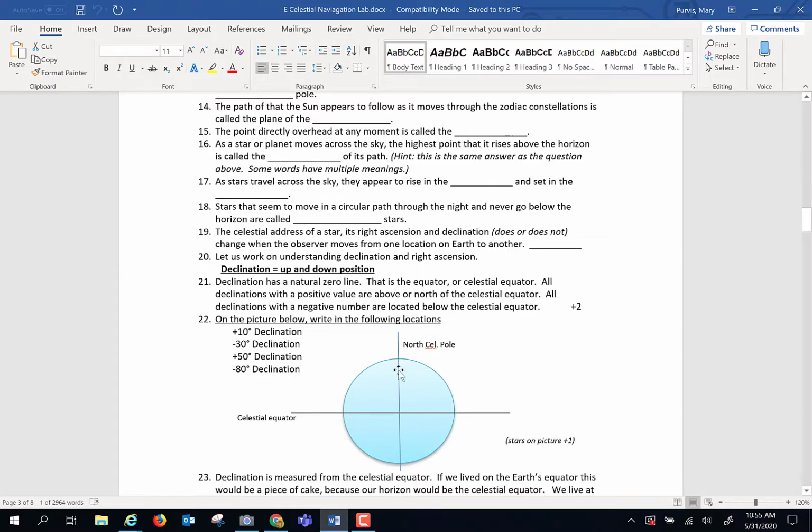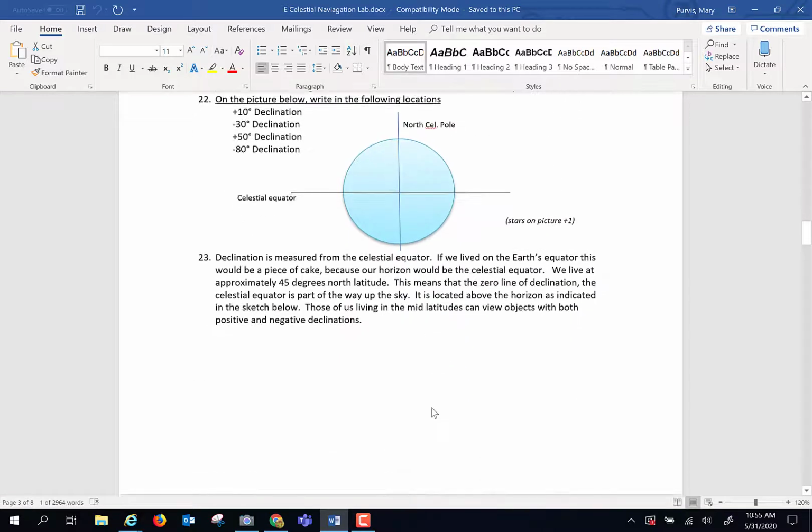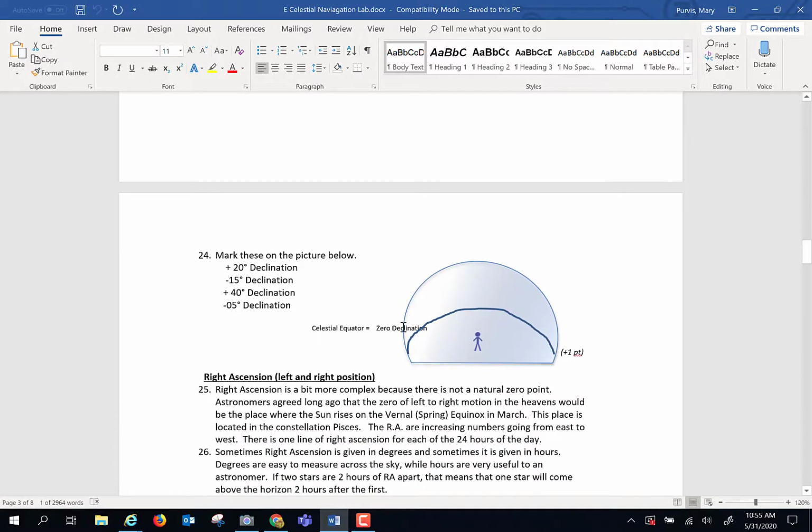Declination is how far up and down. So I'm going to ask you to sketch some of this, and then it gets trickier because you and I do not live on the equator. We live at a different latitude than the equator. So because of that, where we live in the middle to upper part of North America, we see positive and negative declination. So I want you to mark these on this picture, positive and negative declinations. Can you figure out where those should go on this picture?